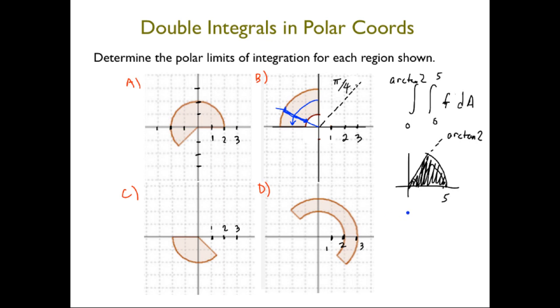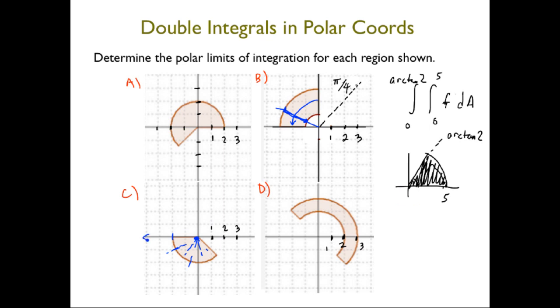Okay, so for C, R goes from what? Our angle is from here to here. R goes from what to what? 0 to 2. Yeah, so we're starting at the pole, so we want to start at 0, and then we always end at R equals 2. So 0 to 2 in R, and then theta goes from?